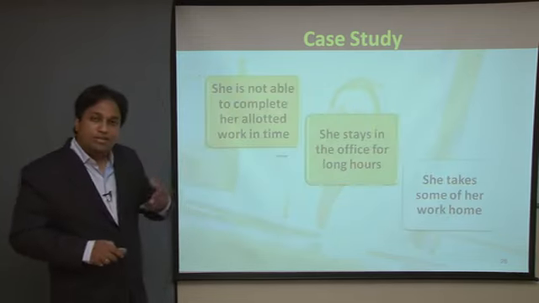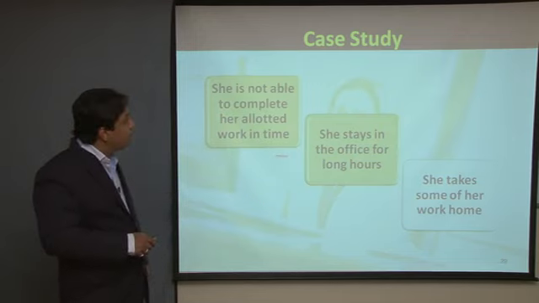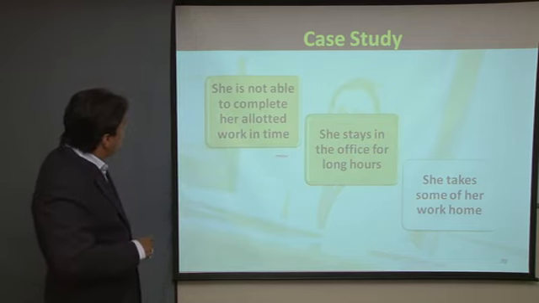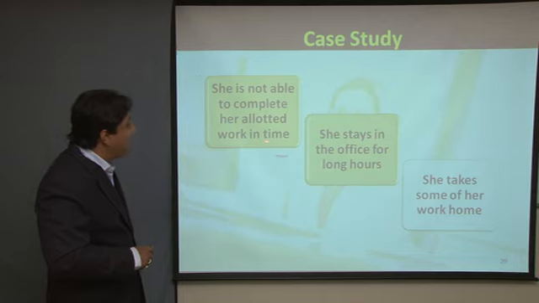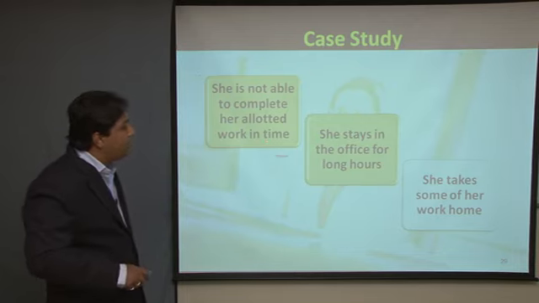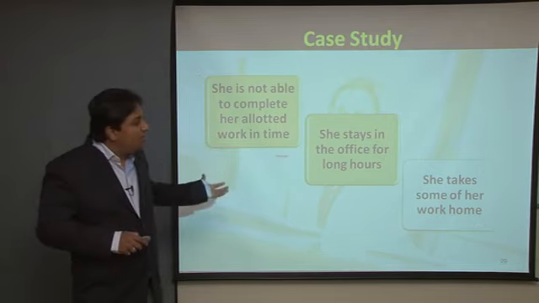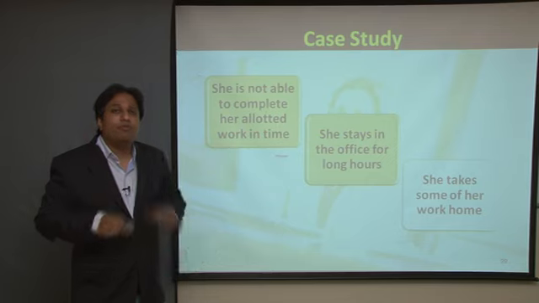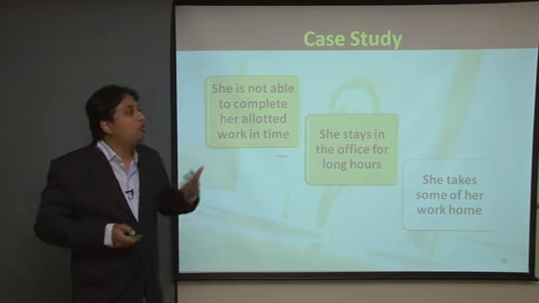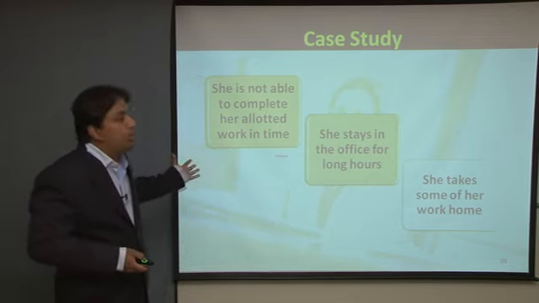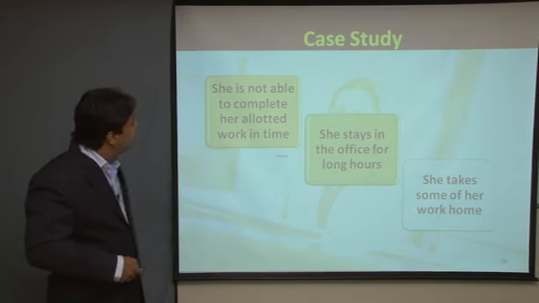A few more aspects related to this case study. She is not able to complete her allotted work in time. She stays in the office for long hours and she takes some of her work home. So these are certain serious things. As you can see, her time management definitely is not in place. There are no goals set, otherwise these things would definitely not happen.